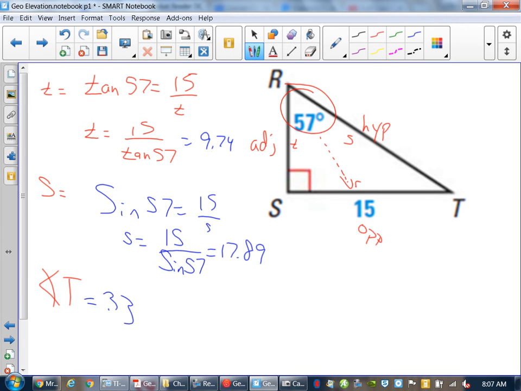Remember what we did last semester, at the very end of the semester. The smallest angle was across from the shortest side. The largest angle was across from the largest side. Well, 90 should always be across from the longest side. Is 17.89 bigger than 15 and 9.74? Yes. And go from there. It's kind of hard to double check yourself a lot of times, but that's the easiest way to do this.